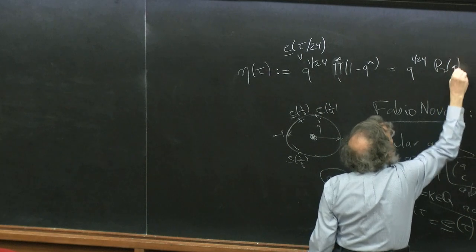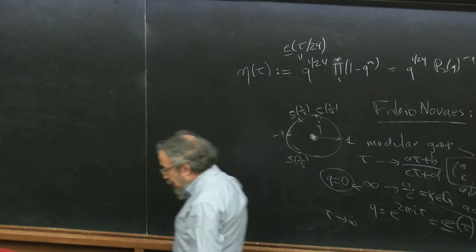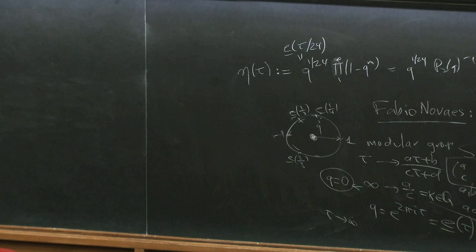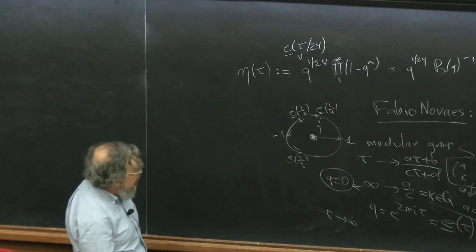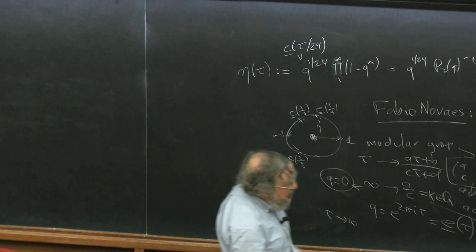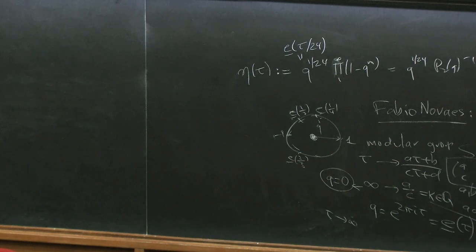P1 of q inverse. So putting P on the other side, P1 of q is the quotient of q to the 1/24th and eta. Q to the 1/24th is an elementary function, purely exponential in tau. And eta of tau is a modular form, so we can read off the behavior at all roots of unity. But there's nothing like that for the other P_s. So the problem is to do that.